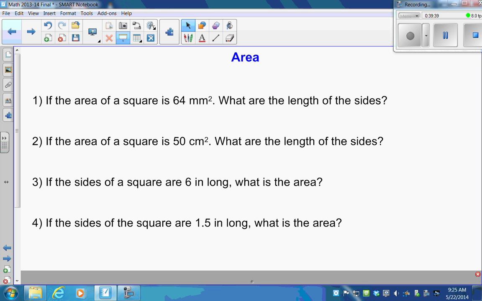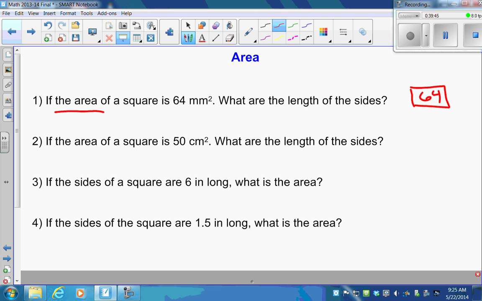All right. If the area of a square is, so I have a square, and the area is 64. I have to find out the length of each side. So what times what gives me 64? And the answer is 8 millimeters, because 8 times 8 is 64. Another thing you could have done, if you knew you had sides squared, the opposite of squared is square root, so there's that.